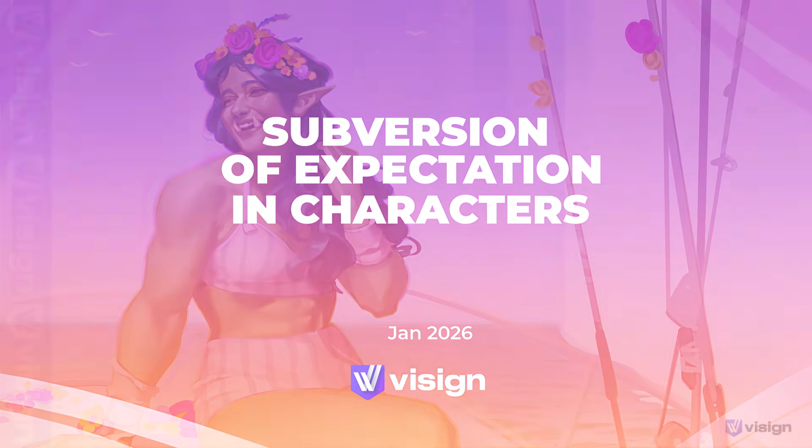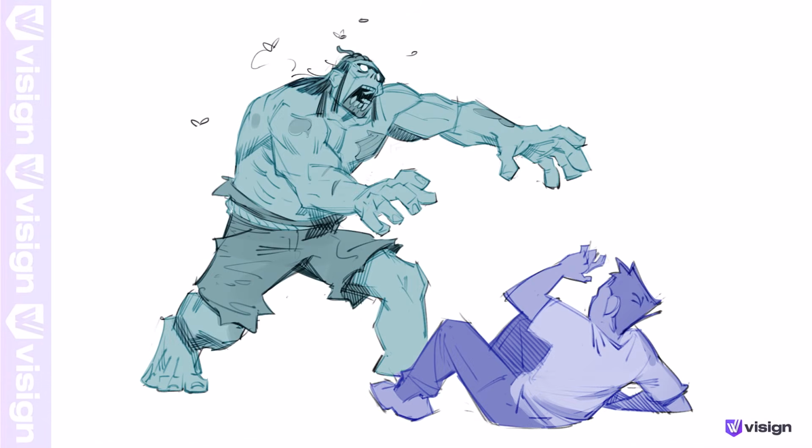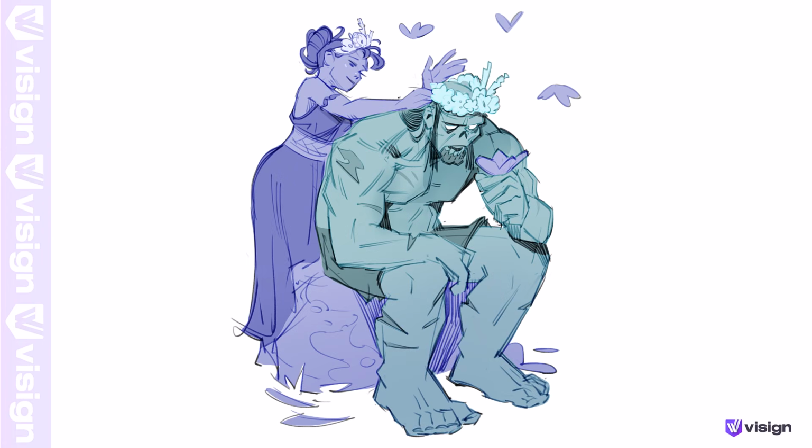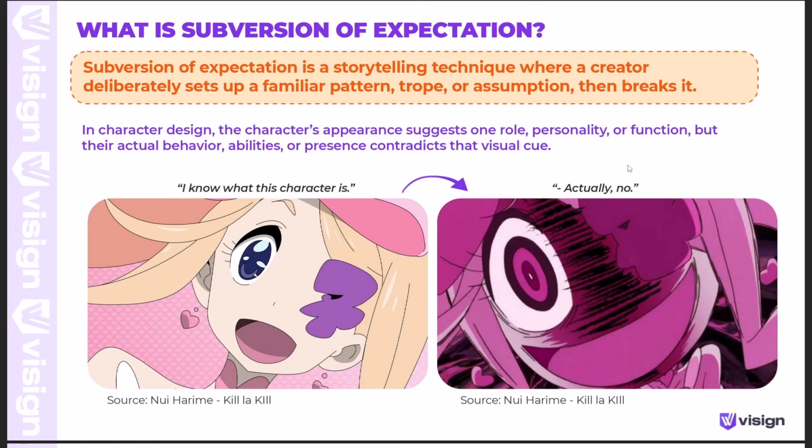Hello and welcome! We may look at a character and assume certain things about them, and they will behave in ways that we'd expect. But at other times, they actually don't. This is what we call subversion of expectation.